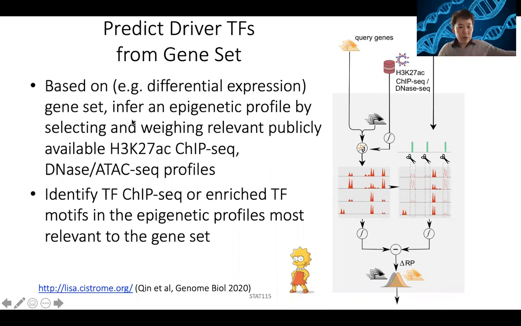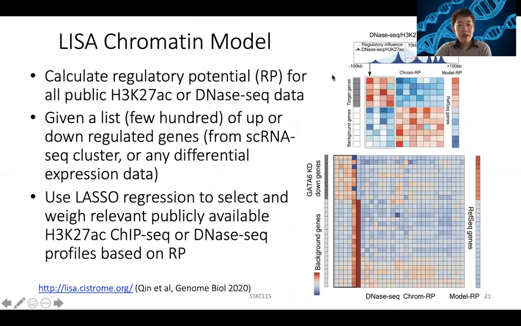can use all the public H3K27 acetylation ChIP-seq or chromatin accessibility profiles to select the chromatin profiles that are relevant to your differential gene expression set, and then try to predict which transcription factor that has either ChIP-seq peaks or motifs that are enriched in your epigenetic profiles relevant to your input gene set. And so I want to roughly show you how this is done.